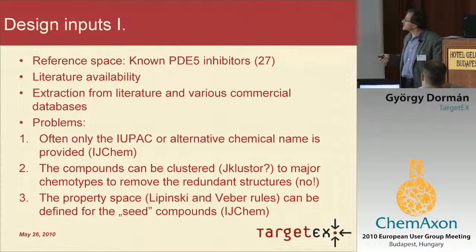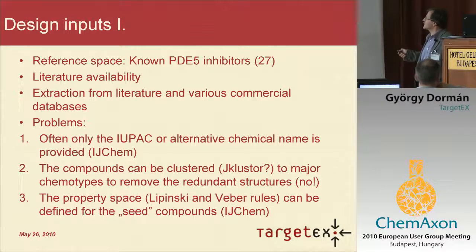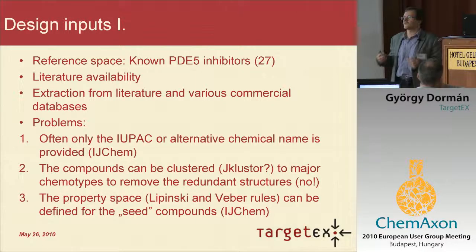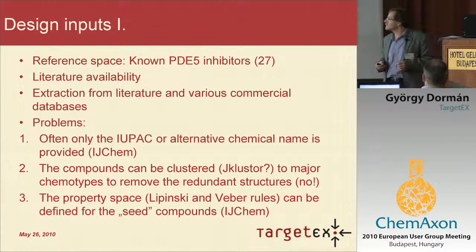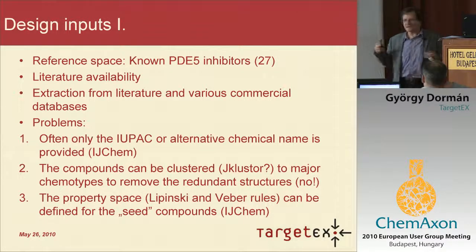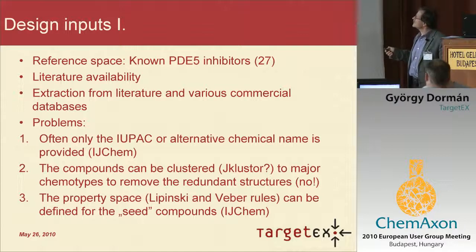When we extracted the compounds from the literature, we faced certain problems. That's the IUPAC, or the alternative chemical names, that they provided. So we had to transform the names to structures. The other thing, which is not really available at the moment in the ChemAxon softwares in Instant JChem, is how to cluster the reference, the seed compounds. So we had to visually cluster those compounds. And the third one, which is very important, is to define the property space that the reference compounds actually define. And we use the Lipinski and the Veber rules, just calculated with Instant JChem. So these are the design inputs, stage one.